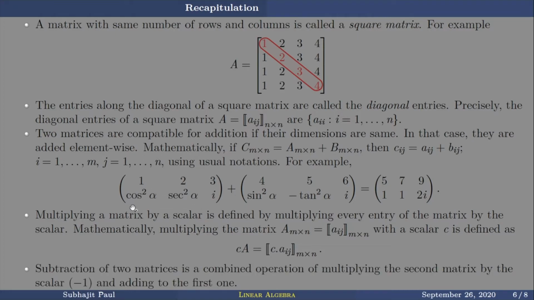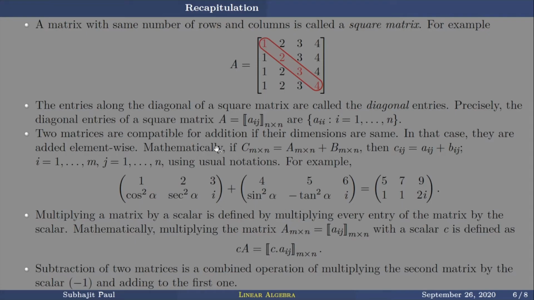These two points lead to the subtraction of two matrices. Now, let me tell you something: subtraction is not an original operation. It is always a combined operation of multiplication and addition. You multiply the second matrix by the scalar -1 and then add it to the first one. So if we have to define the rules for subtraction, we will do that by combining the rules of scalar multiplication and addition.